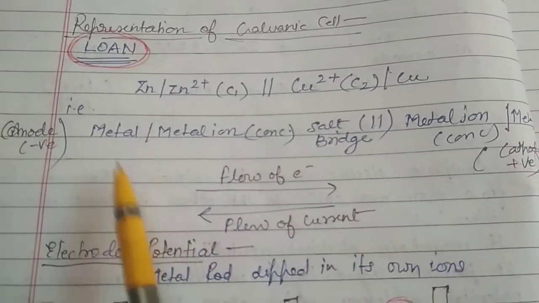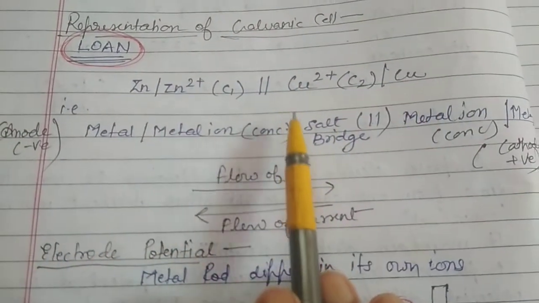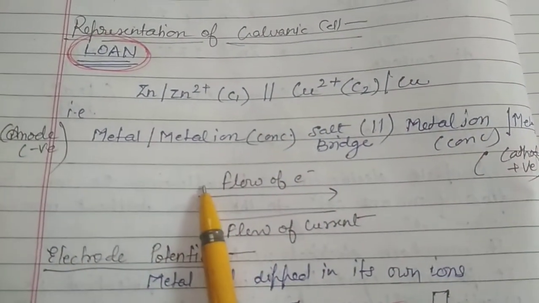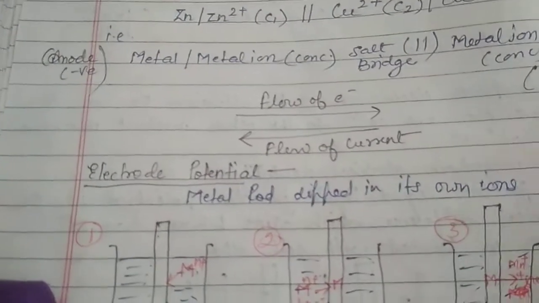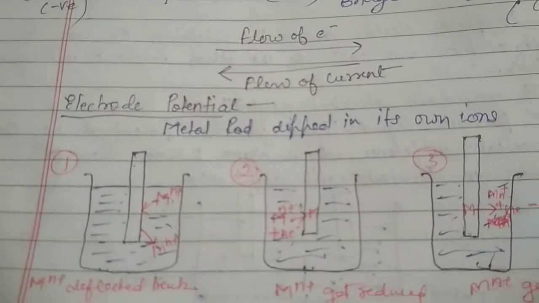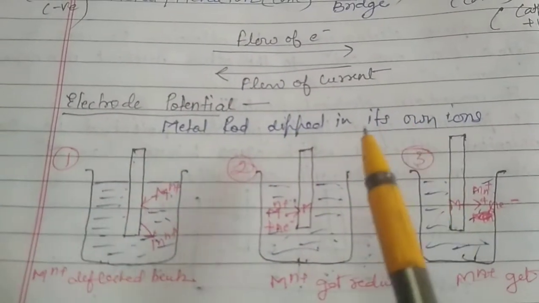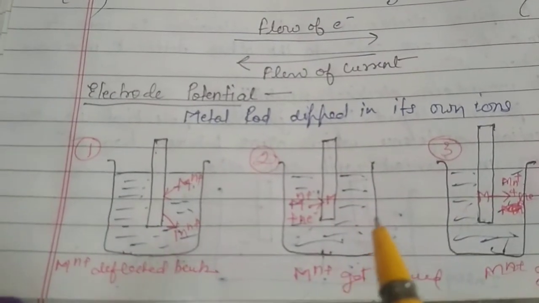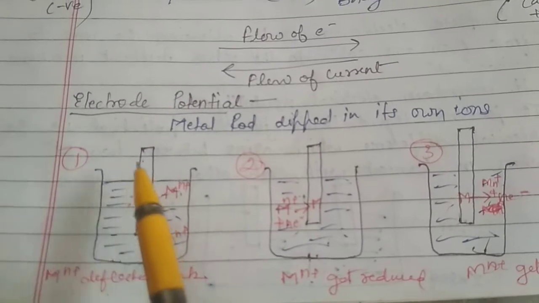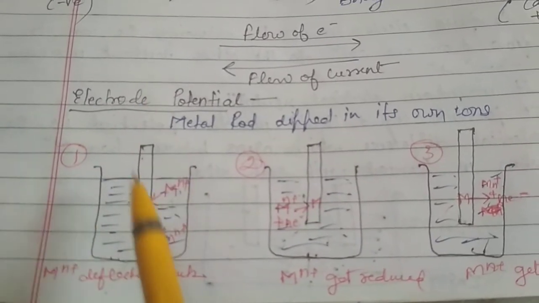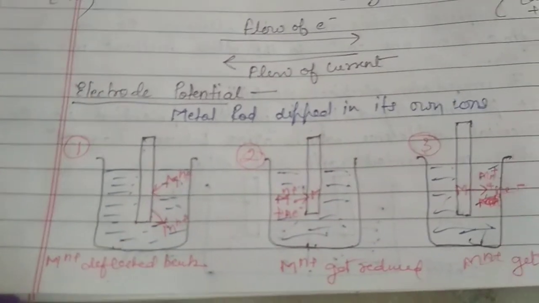And what we see is that the flow of electrons would be from anode to cathode, and the flow of current would be from cathode to anode. Now let's see what electrode potential is. To understand it, we are to take a metal rod that is being dipped in its own ions, which means the electrolyte contains the same ion as the metal. So the metal is dipped in the same metal ion.